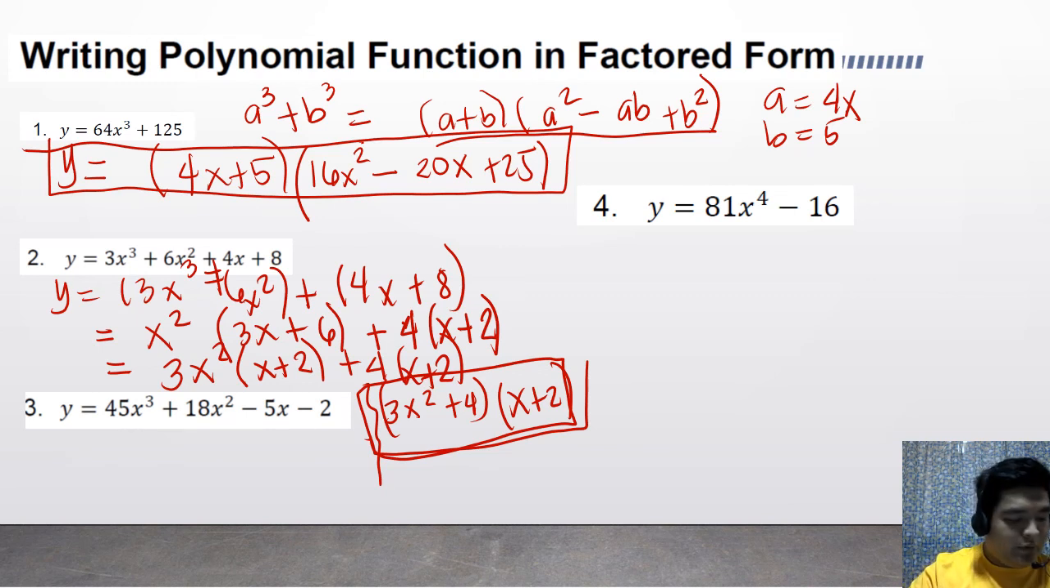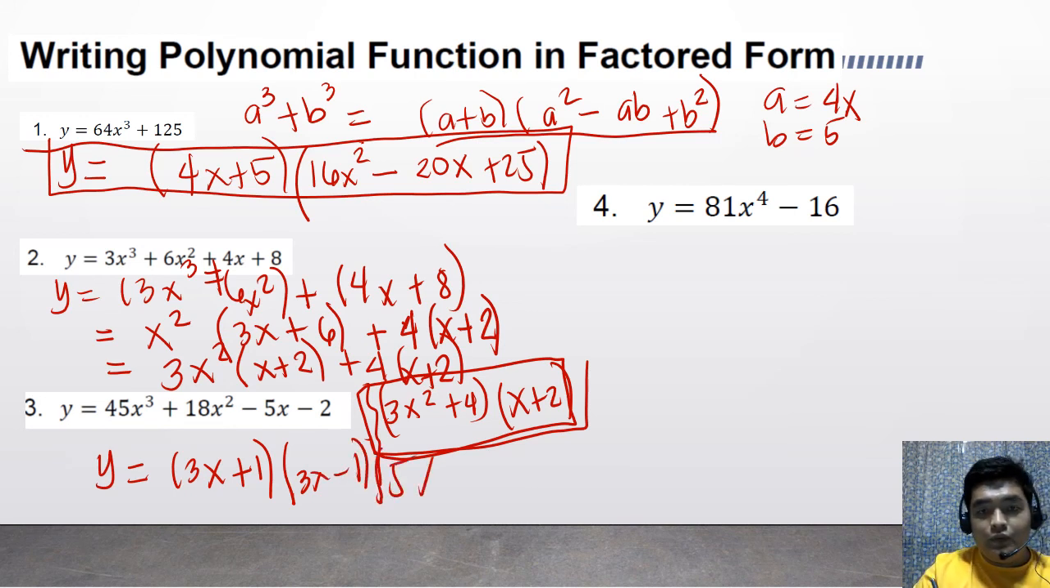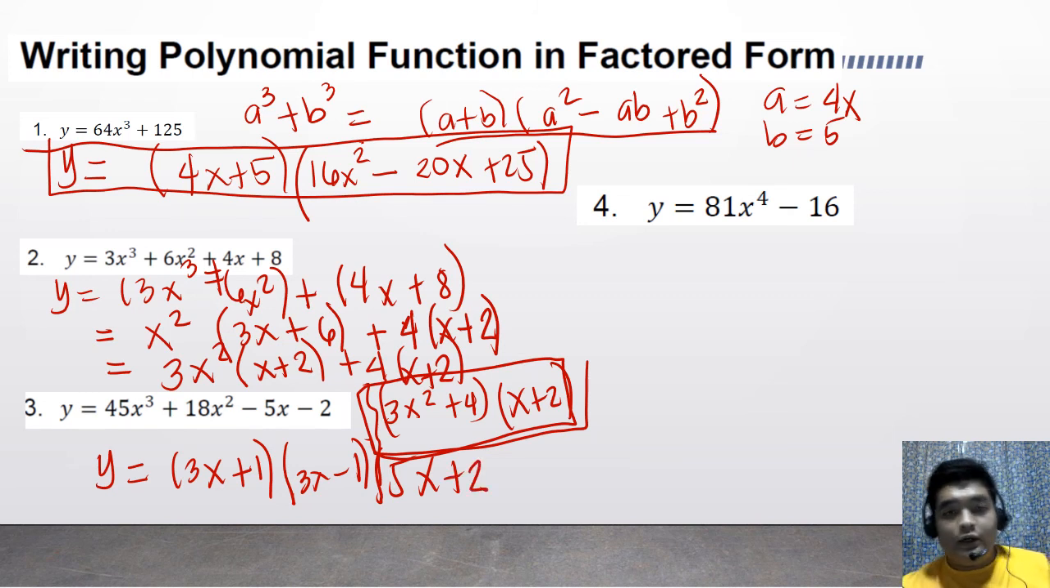For number 3, the same with number 2, that is just factoring by grouping. I will just give you the answers. Actually, it's already in your module. It is 3x plus 1, 3x minus 1, and 5x plus 2. So that's for number 3.